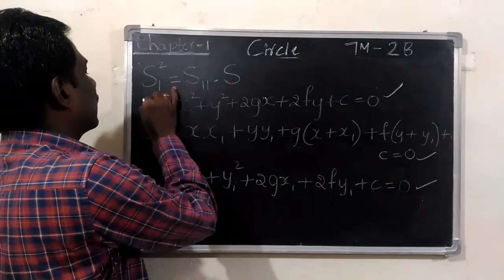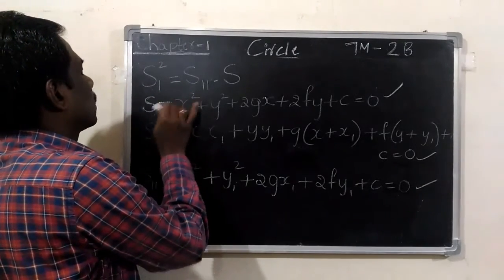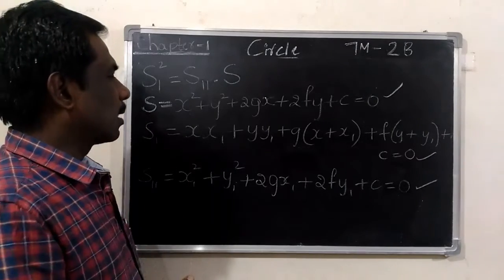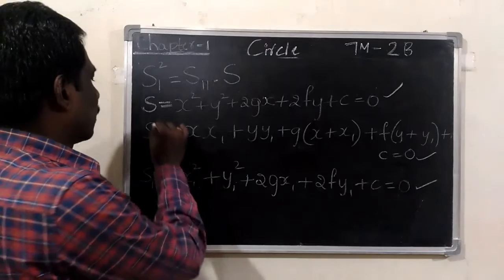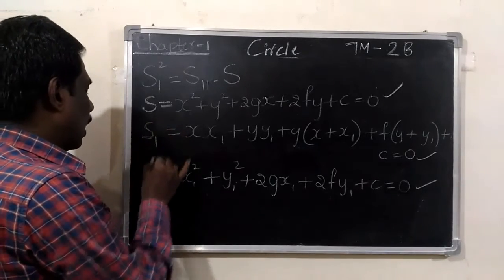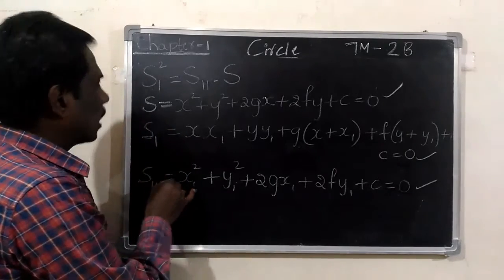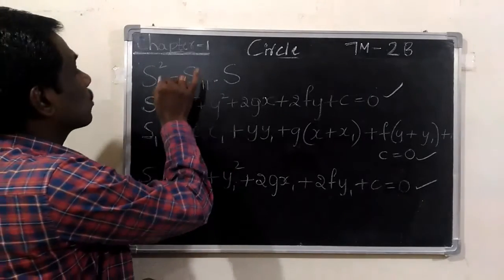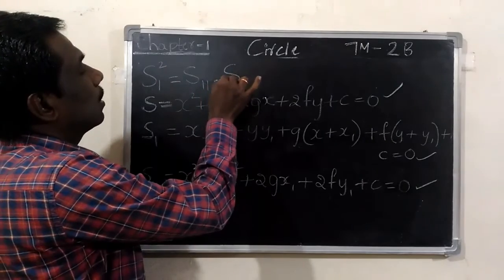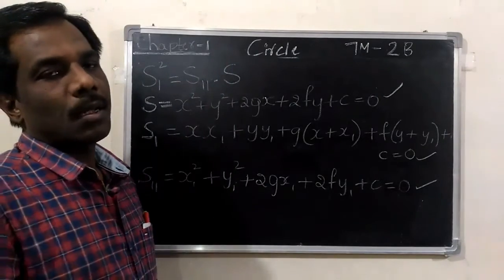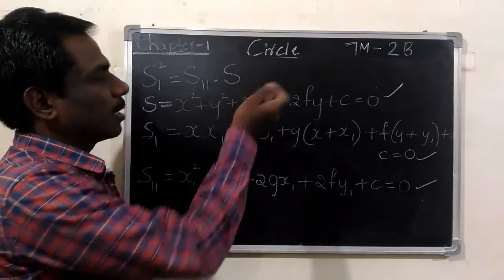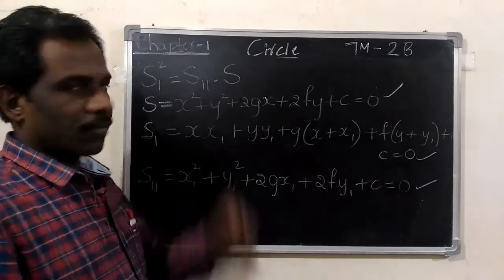For this S, we can take any one of the circles, either the first circle or the second circle, and then find S1 and S11. After that, substitute in this equation, S1 square is equal to S11 into S. For a pair of tangents, to find the pair of tangents, we want to find this equation.